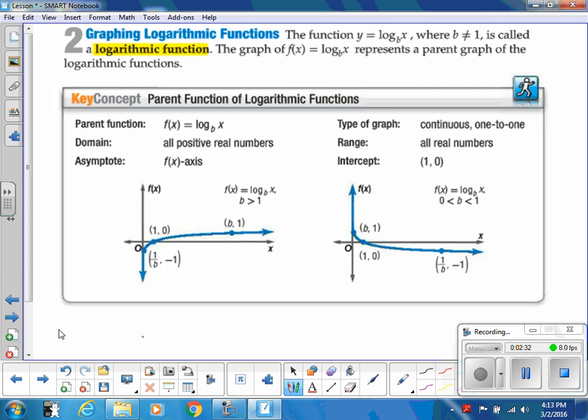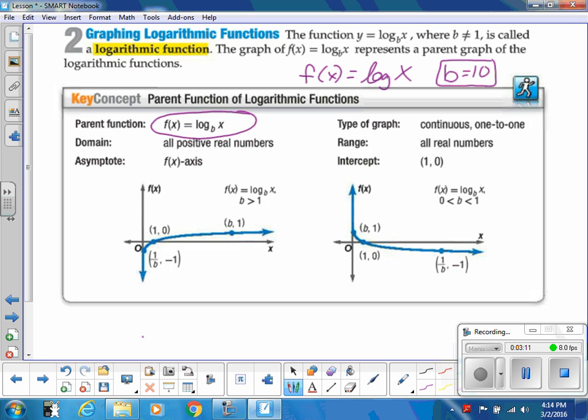For logarithms, our basic parent function is f of x equals log base b of x. Okay? So when there's a number down there, we would say log base 2 of x, or log base 6 of x, or log base 9 of x. If there's not a number down there, for example, if they just write f of x equals log x, it's understood that my base is 10. Otherwise, they're going to have to put a number there.